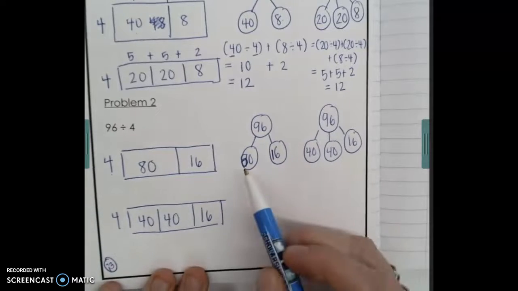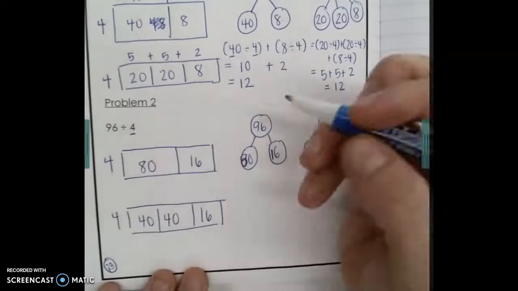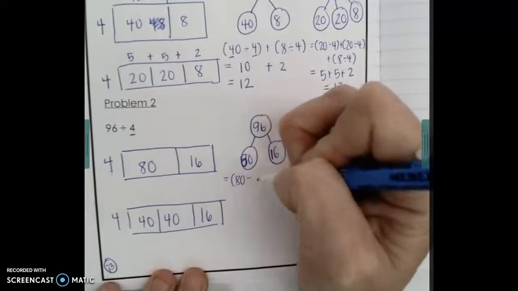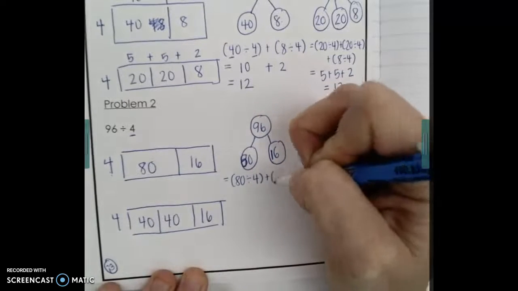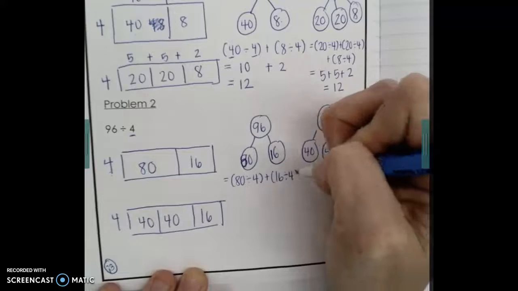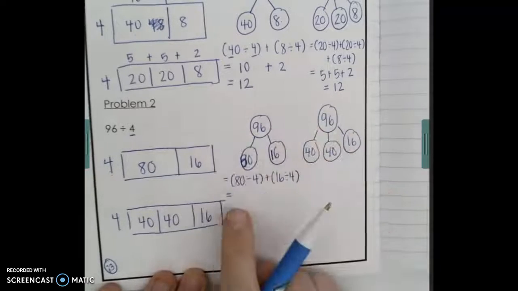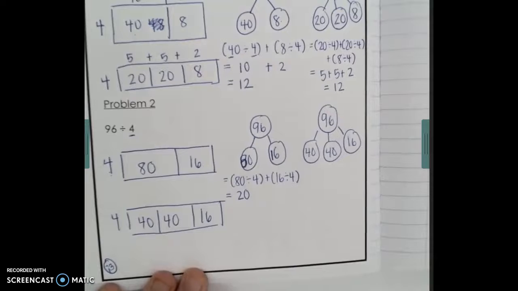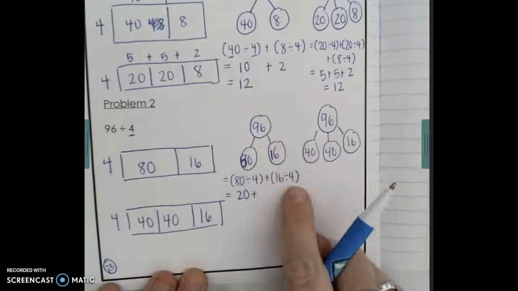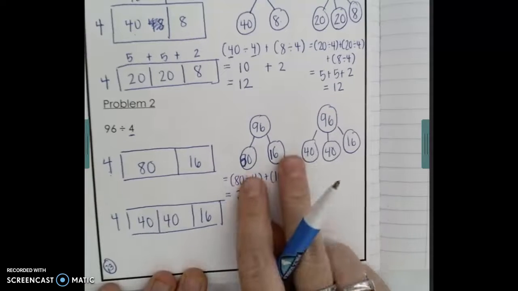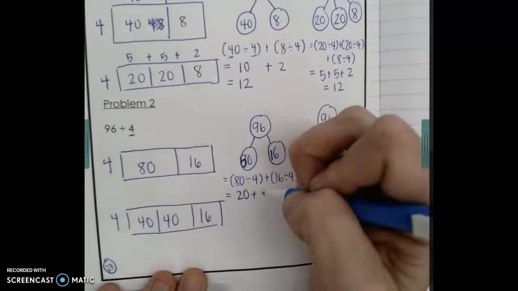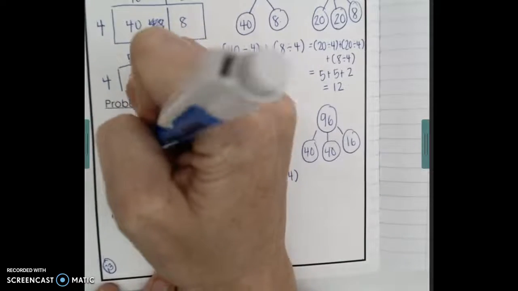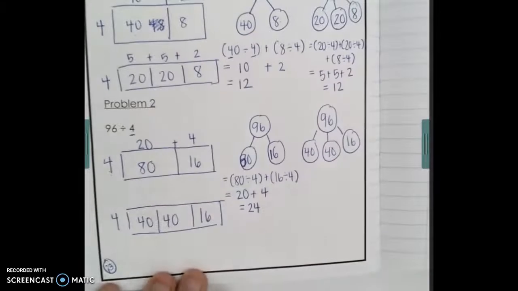So I'm going to first solve this one. Remember, we're still dividing by 4 for all of these. So I'm going to do 80 divided by 4 plus 16 divided by 4. Well, 8 divided by 4 would be 2, and then I add that 0 to the end. And then 16 divided by 4, I know it's 4, 8, 12, 16, so that's 4 times. So my answer would be 24. And I get the same thing up here.